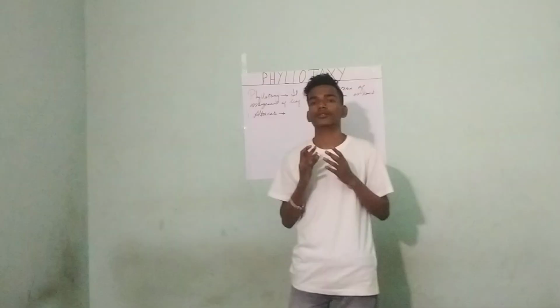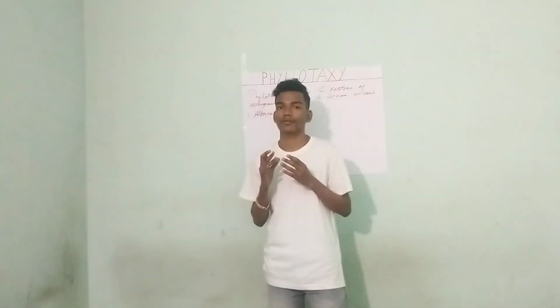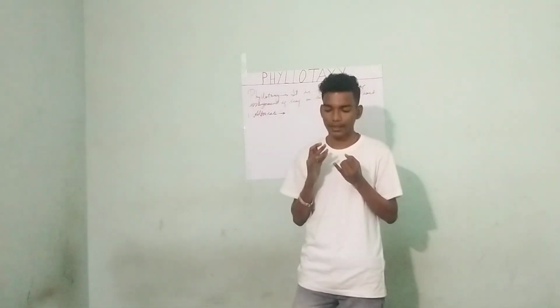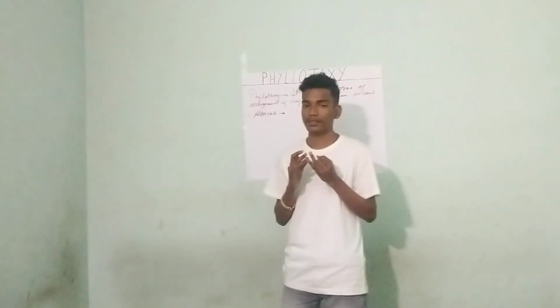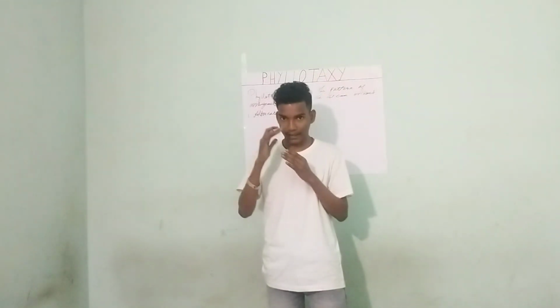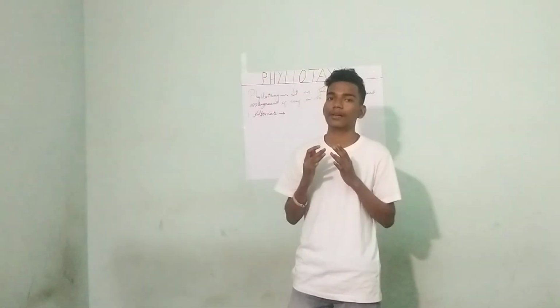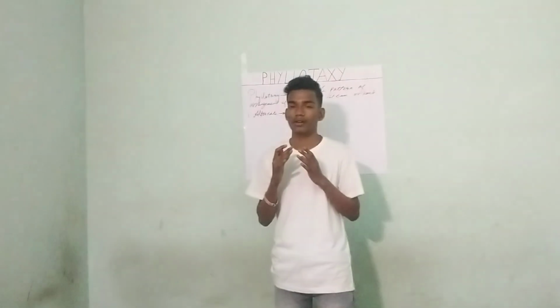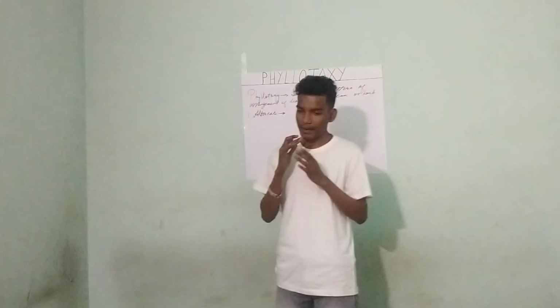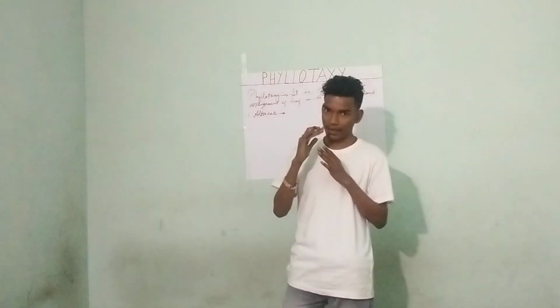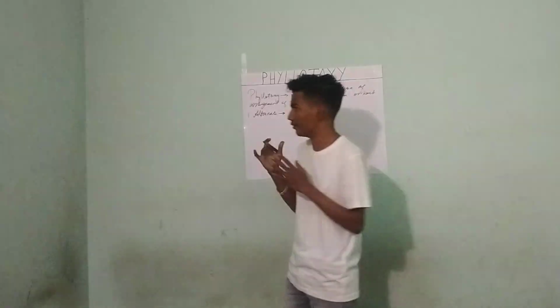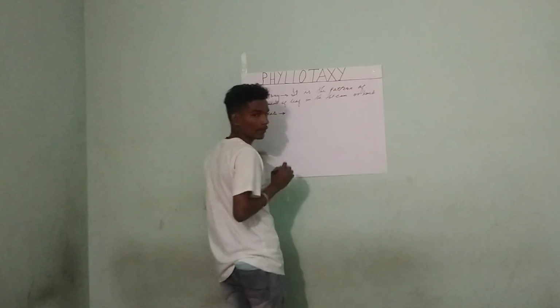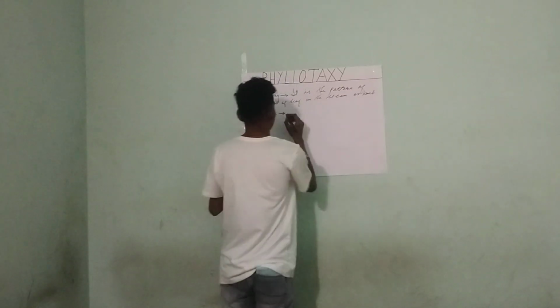Like usually when we go to tuition, we say that we have tuition on alternate days. Alternate days means one day we will have tuition and one day we will have a gap. So in alternate type of phyllotaxy, the leaves are arranged in this manner only. They will be arranged at one place, again a gap, and again at the next place. So here we go, the definition of alternate type of phyllotaxy.